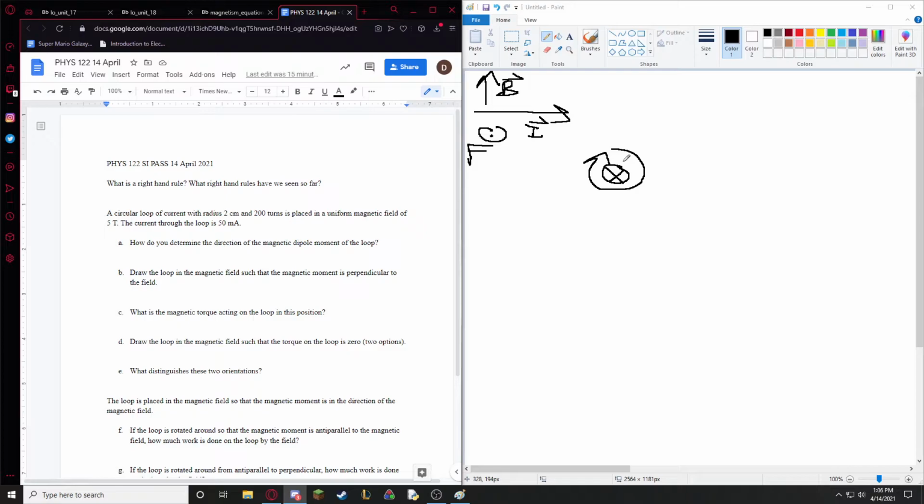Isn't it for torque? The torque would be this first right hand rule again. Oh, torque. Wait, it won't be torque. It'd be mu. I'm trying to solve for mu. Well, that's what this one is we just talked about, where we have the current going around, and then we have mu coming. Well, in this case, the current's clockwise, so mu's into the page.